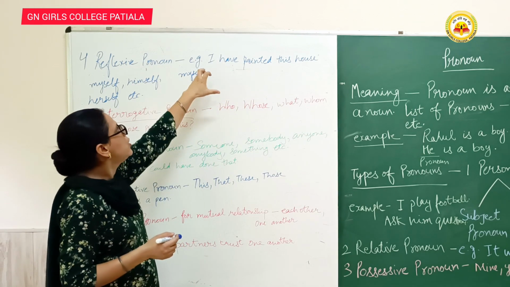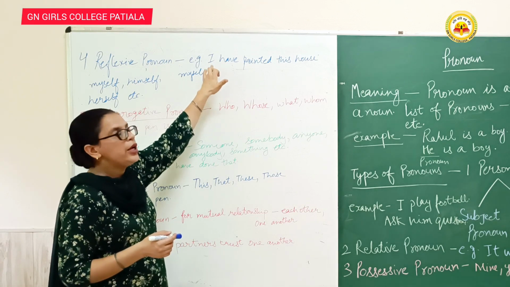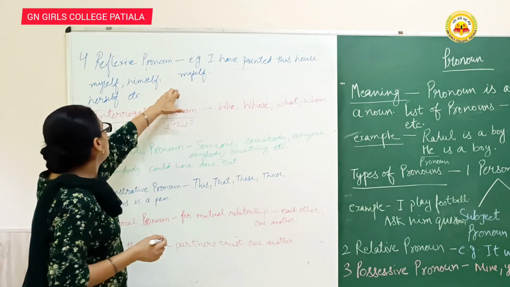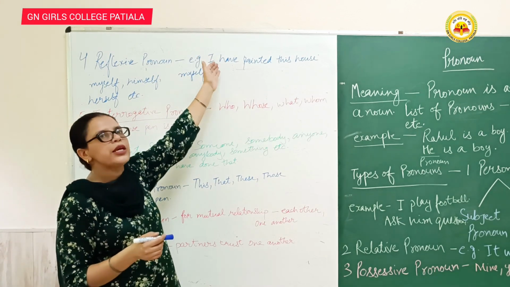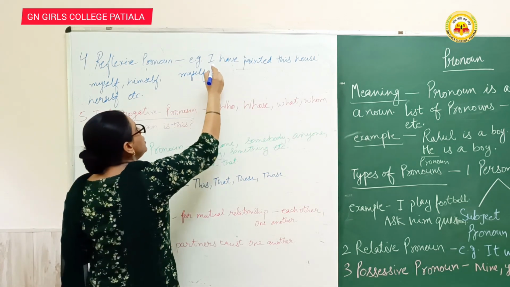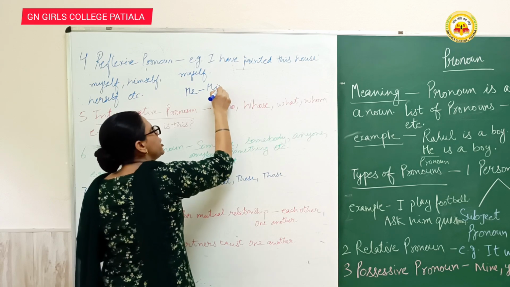So here myself belongs to I. It reflects that I is a pronoun. So that is the reflexive pronoun, meaning one which reflects the subject. So where I is written, we write myself. Where he is written, we write himself.